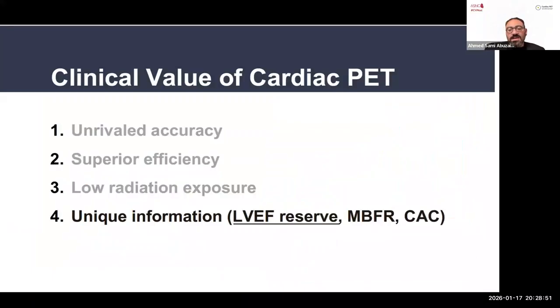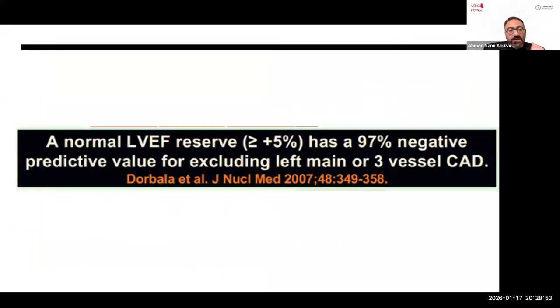So what else can we get from the cardiac PET? I think number one, we talked a little bit about how you measure your resting ejection fraction and your peak ejection fraction. If the difference is more than 5, that's great. That means we have a high negative predictive value to exclude left main or three vessel disease. So we compare not just the myocardial perfusion images, what we call relative perfusion imaging at rest and stress, but also the quantitative value we get from the cardiac PET between rest and stress.